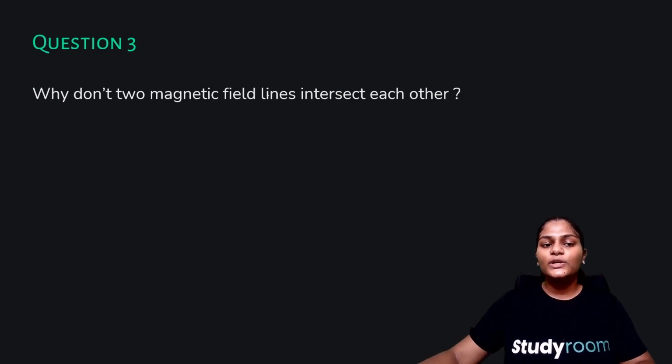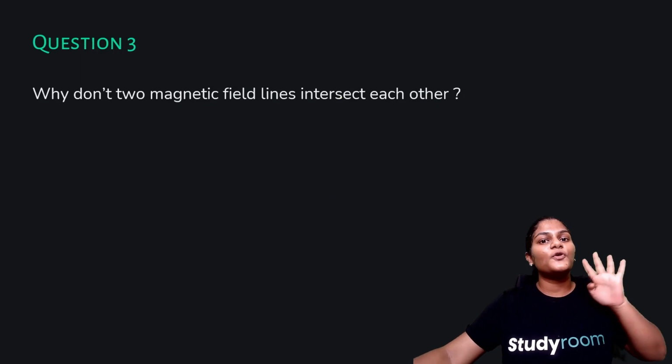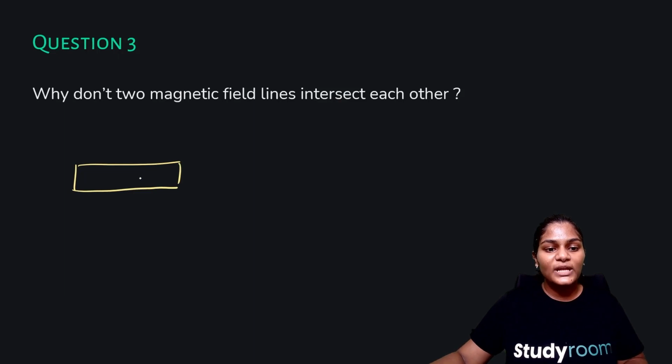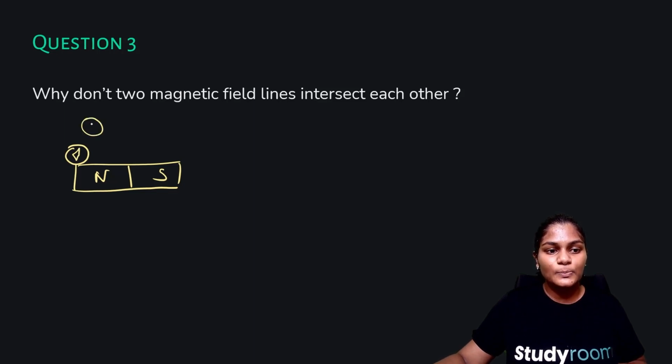Now, the next question asks, why don't two magnetic field lines intersect each other? That's the fourth property we studied about. So, this is a very good question. For that, I'll tell you that if you take a compass needle and put it here, where would it point? It would point like this, somewhere in this direction. If you keep it here, it would point like this. Here, like this. Here, a little like this. And here, it would point like this.